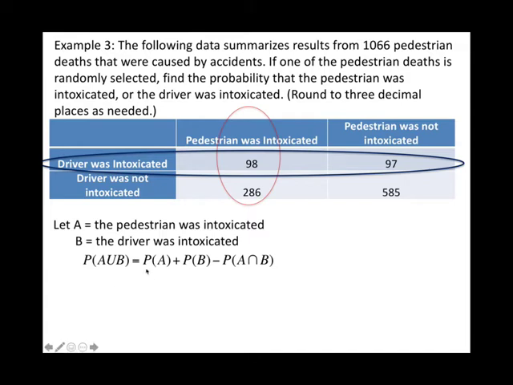Okay, now what is the probability of the pedestrian was intoxicated? So you're going to add up these two numbers over the total, right? The total should be 1066. And then probability of the driver was intoxicated, so you're going to add these two numbers. So you could see for the intersection, this one is duplicate. That's why we're going to take out one of them. You should get this number, 0.451.